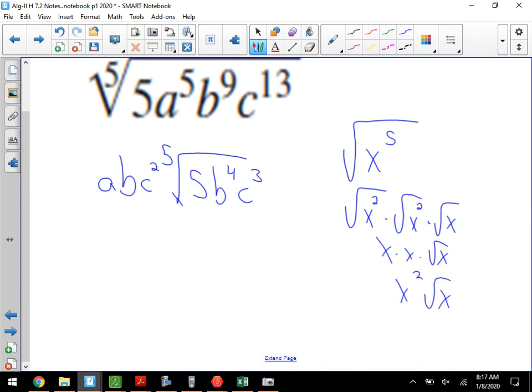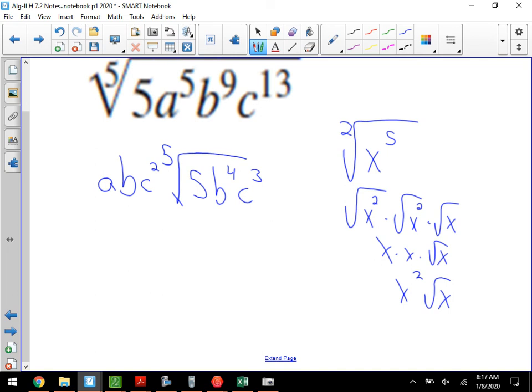So again, think of it this way. What's the nth root out here that you don't see? 2. How many times does 2 go into 5? Twice, with how many left over? That's crazy. Okay. You guys are all going, what just happened?